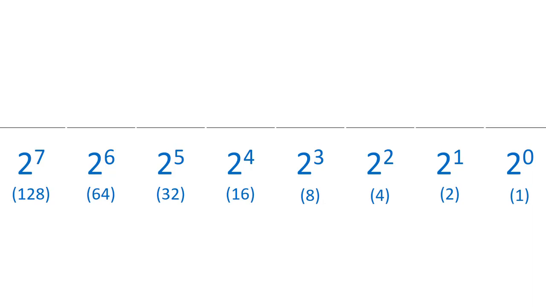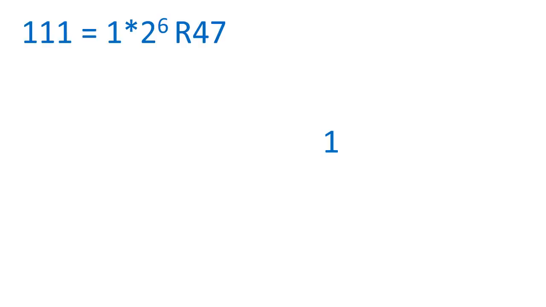In this case, the 8th digit, which equates to 2 to the 7th power, is greater than our decimal number we want to convert to binary. So we know our binary number will be 7 digits long. Now that we know how many digits we need, we can go ahead and convert our decimal number into a binary number, and we begin with the most significant digit, 2 to the 6th power. 111 divided by 1 times 2 to the 6th gives us a remainder of 47. 47 divided by 2 to the 5th gives us a remainder of 15.